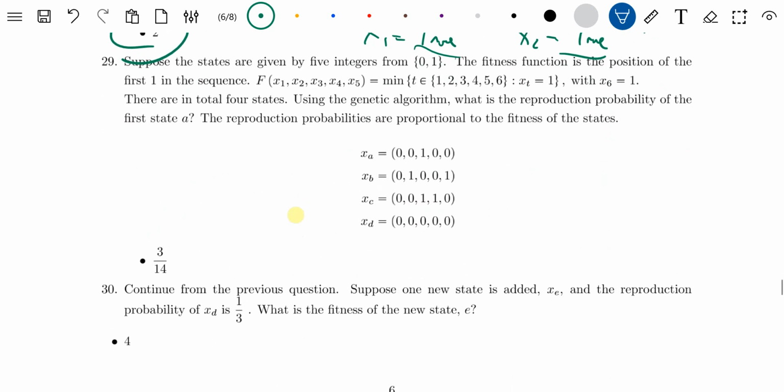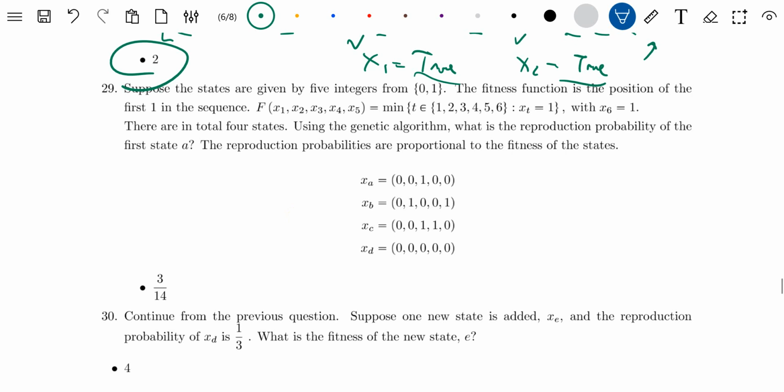The next one is the reproduction probability question. So I updated this formula. This formula was incorrect. So now I think it's correct. It's finding the minimum t. So it's the first time when xt is 1. So that's actually very simple. It's just the first time it's 1. So here it's 3. Yes. And here is 2. And here is 3. And here none of them is. And x6 is always 1. So the answer is 6.